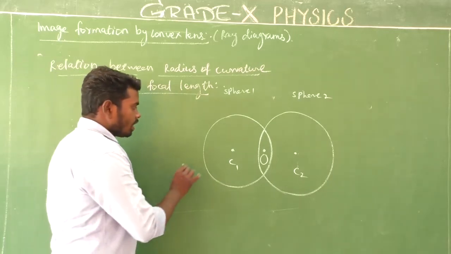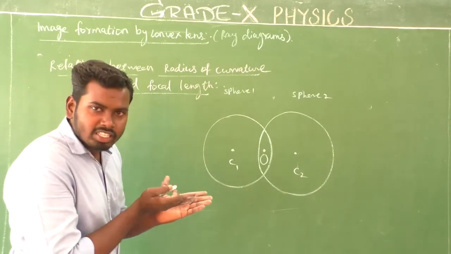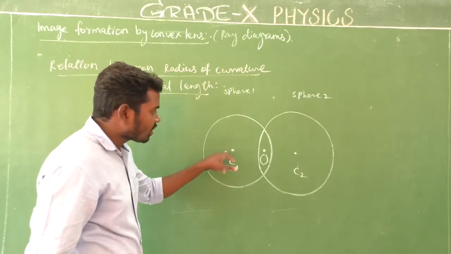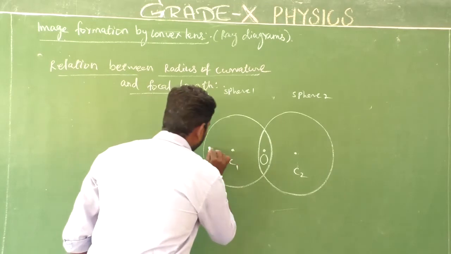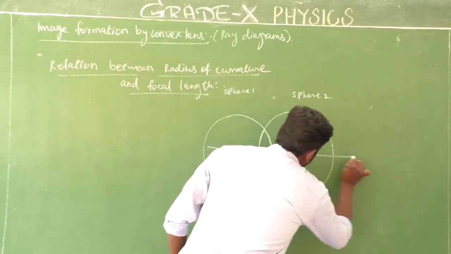Next one, an imaginary line which connects the center of curvature and optical center is the principal axis. Very simple. Look at here.